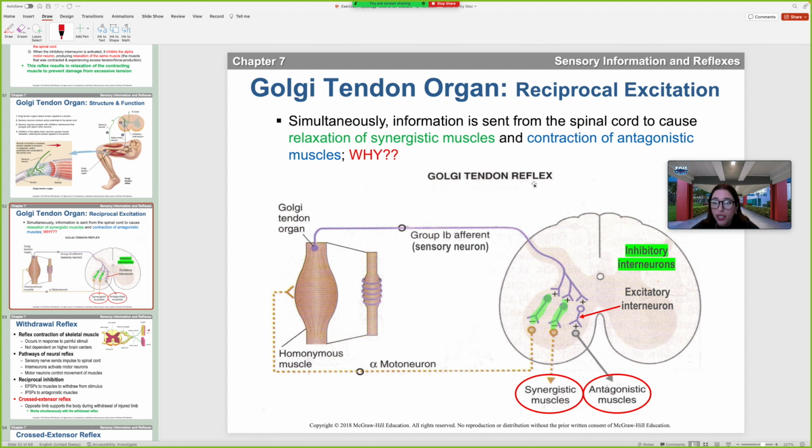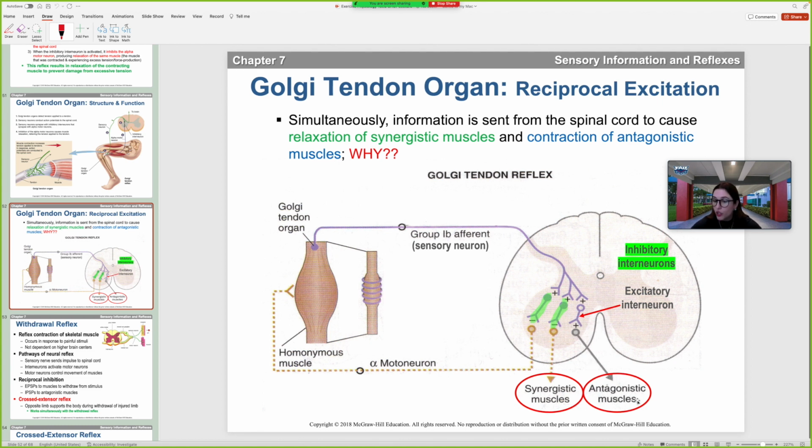So it not only causes the relaxation of that same muscle by inhibiting the alpha motor neuron and inhibiting the synergistic muscles, it also stimulates contraction of the antagonistic muscles, and it does that through an excitatory interneuron, right? So here we have inhibitory interneurons, right? So we're stimulating these inhibitors, we're getting inhibition, and then here we're stimulating an excitatory neuron.